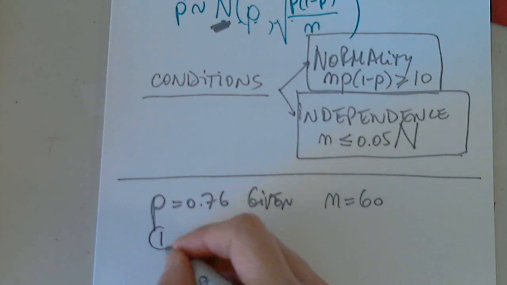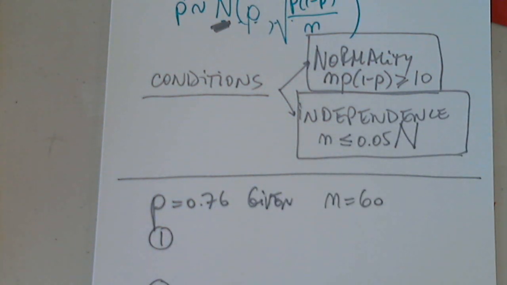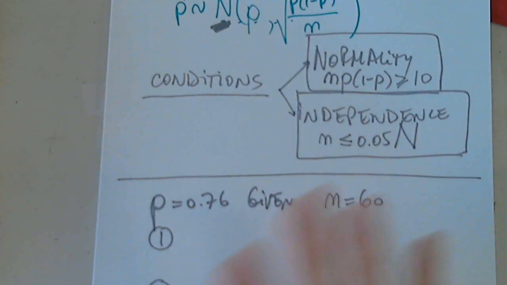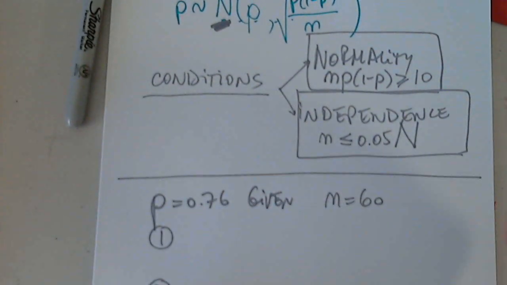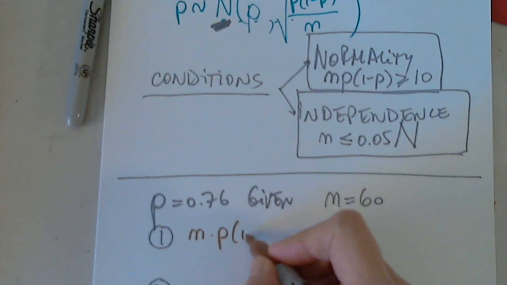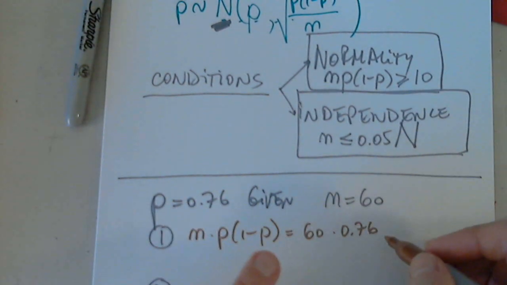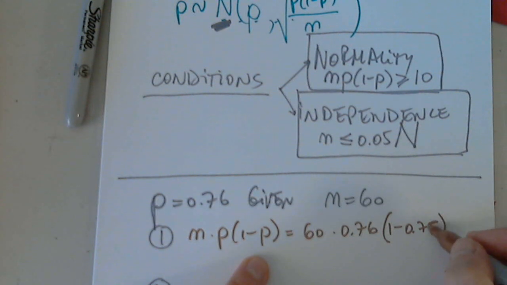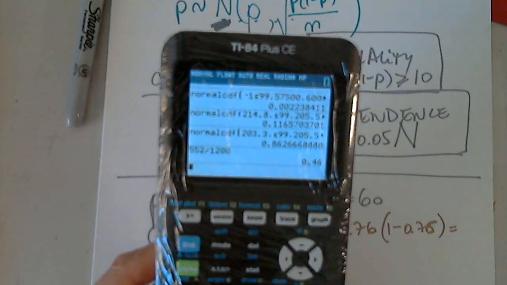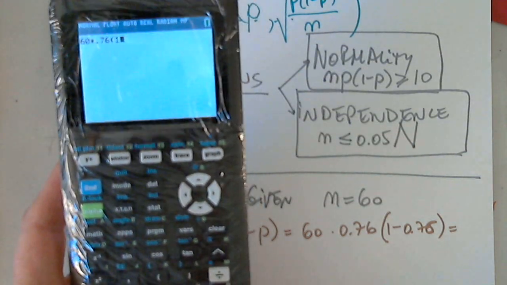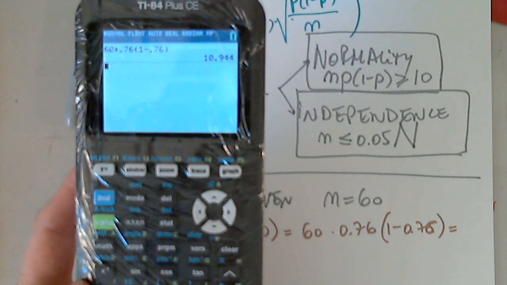I cannot do that before I check two things. I have to check normality and I have to check independence before I do anything. So in order to check normality, I have n times p times 1 minus p. n, sample size, 60. P, 0.76. 1 minus P, 1 minus 0.76. Calculator. If this is not a number greater than 10, I'll say sorry, I don't have an answer for you. 60 multiplied by 0.76, parentheses, 1 minus 0.76, close the parentheses, 10.944.